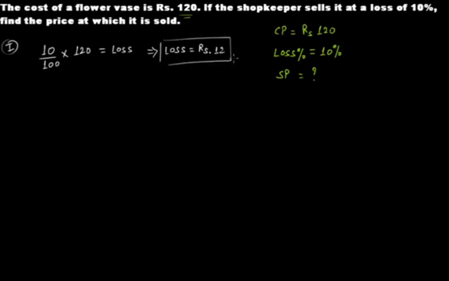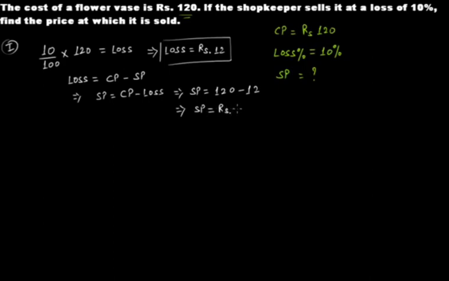Now, since loss is rupees 12 and we know that loss is equal to CP minus selling price, therefore, if you have to calculate selling price, that will be cost price minus loss. Now you can put this value. CP is how much? 120. Loss is how much? 12. So your selling price comes as rupees 108.